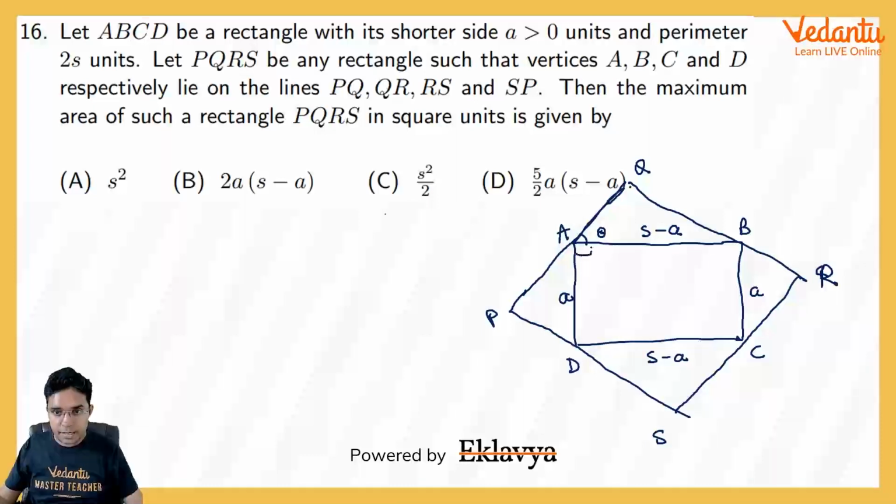This angle is 90, so this will be 90 minus theta. So this will also be theta. Same way if I do, this will be 90 minus theta, this will be theta.